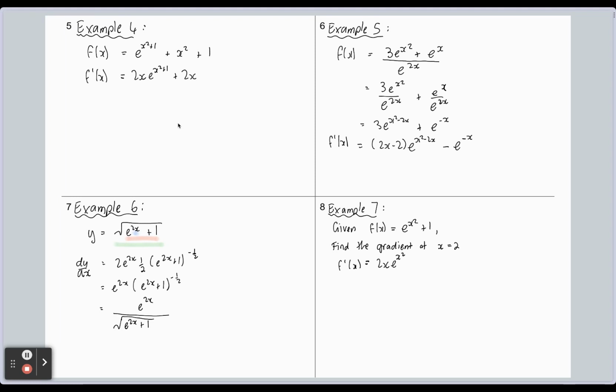So the derivative is that. And it says to find the gradient at x equals 2. So f dash of 2 is going to be 2 multiplied by 2, multiplied by e to the power of 2 squared, which is equal to 4e to the power of 4. And that's all we need to write. That's the exact value of the gradient at x equals 2. If I type that into my calculator and get an approximation, it will be just that, an approximation.